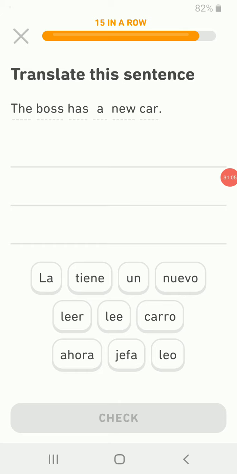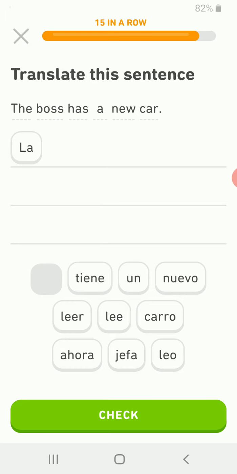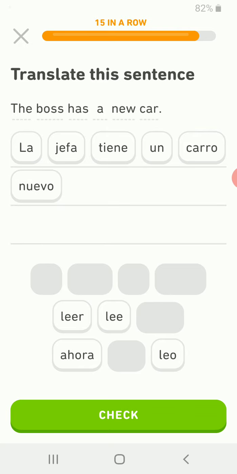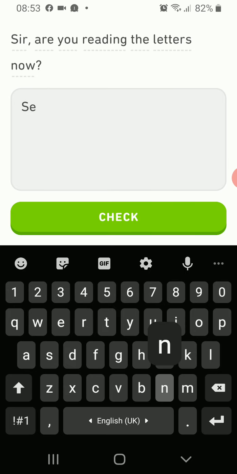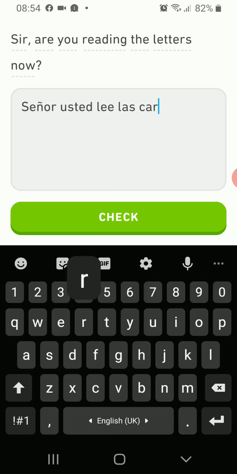Now we're running short on time. So the boss has a new car. La jefa tiene un carro nuevo. Nuevo. Here you go. All right, guys. One last. Señor. Are you reading the letters now? So, usted lee what? Las cartas. So, we need to have a good memory if we want to learn new languages, of course. Señor, usted lee las cartas ahora. This is how it should be.